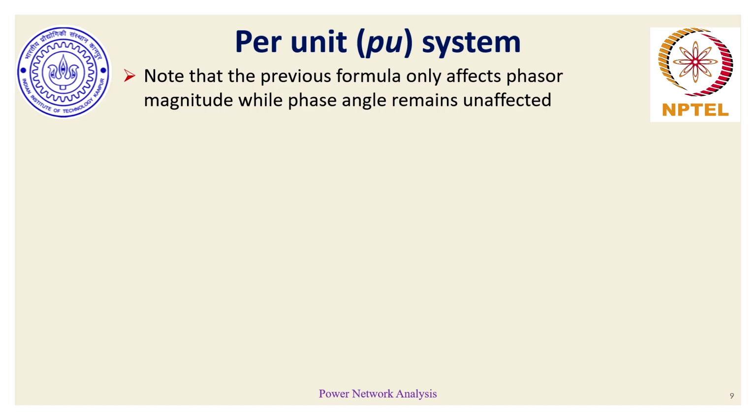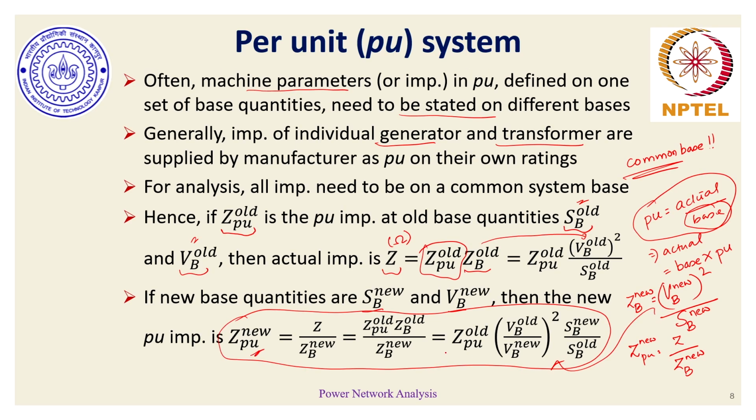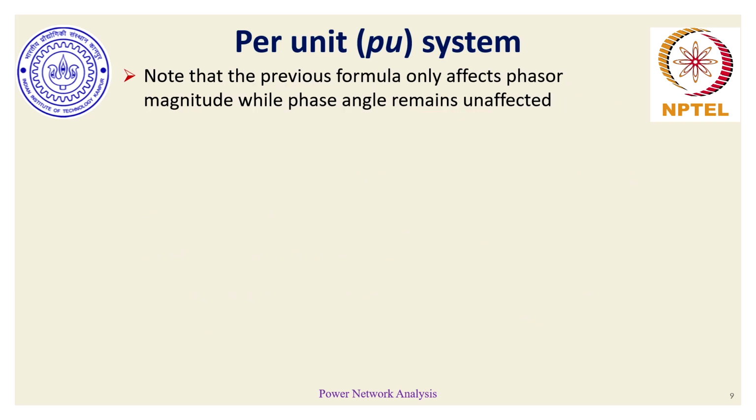Please note that in the previous formula, which is shown here, that's one uniqueness of per unit systems: in per unit evaluations, the phasor magnitudes are the ones that only change. The corresponding phase angle of any phasor, be it voltage, current, power or impedance, remains unaffected because our base quantities are defined as scalar quantities. They are not complex numbers.